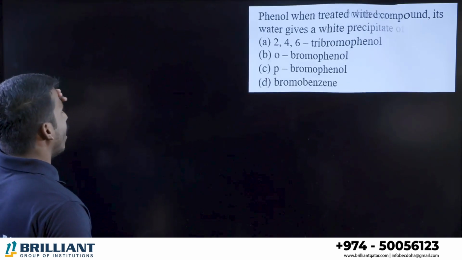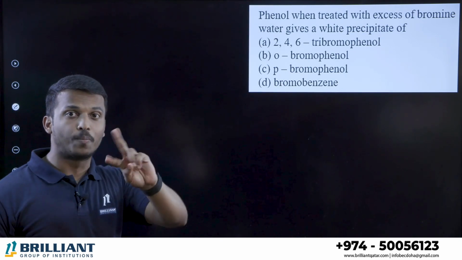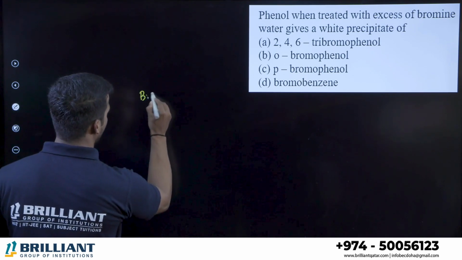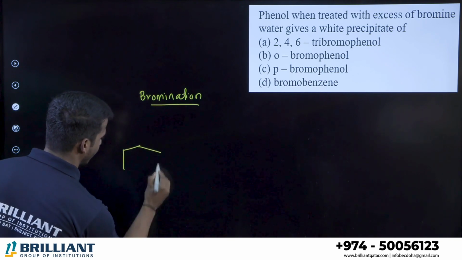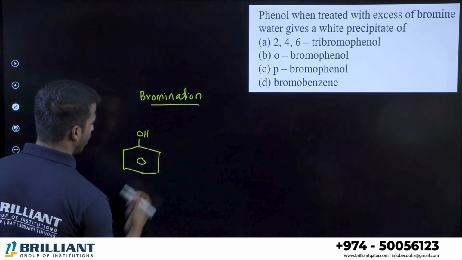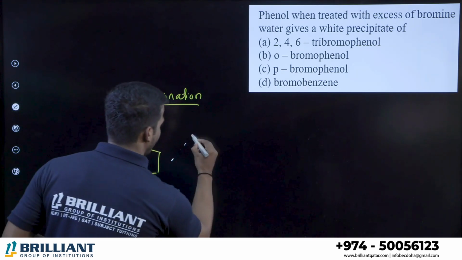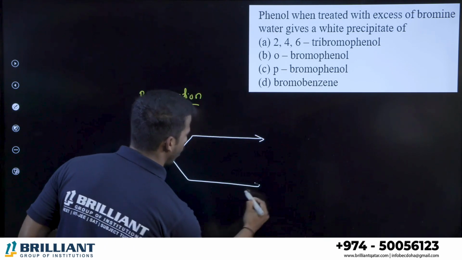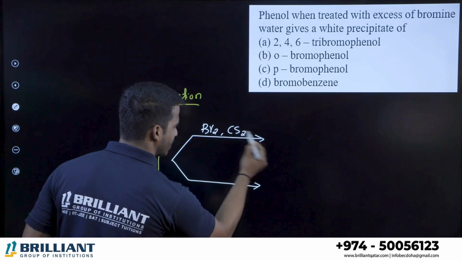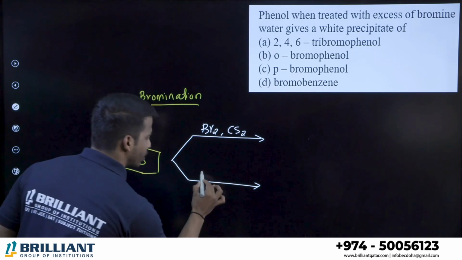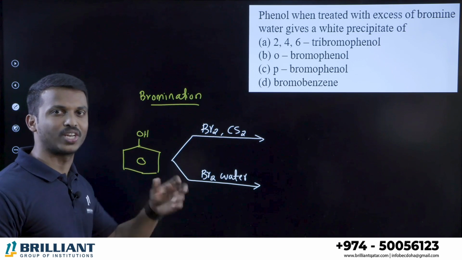Next one. Phenol when treated with excess bromine water. You studied that there are two brominations of phenol, right? What are the two reactions? First of all, I am taking phenol. We can do weak bromination and strong bromination. If you want to carry out weak bromination, the reagent is bromine in presence of carbon disulfide. If you want strong bromination, we can use bromine water. Same like the previous case, nitration, you will get the product.